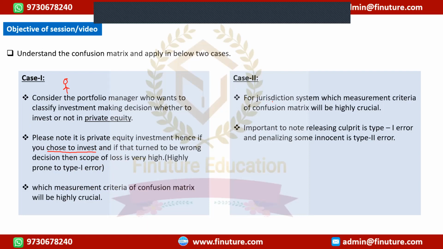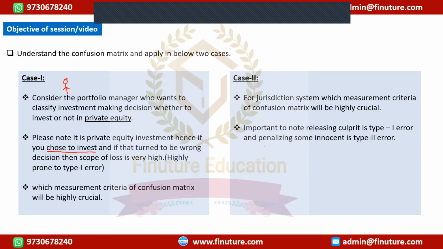Case two is, say for example, a jurisdiction system. You can imagine that there is some culprit and he has been categorized as no culprit, or he has been released. That is a type 1 error. There was a problem with the person, there was actually a criminal, but due to some error, we ended up releasing him. That is a type 1 error.